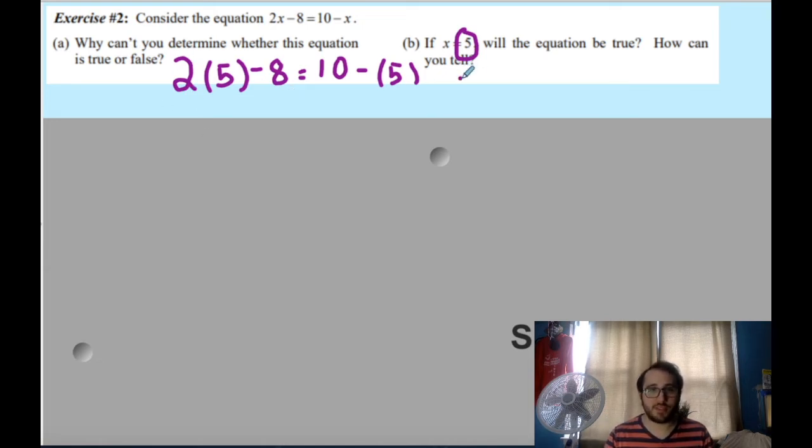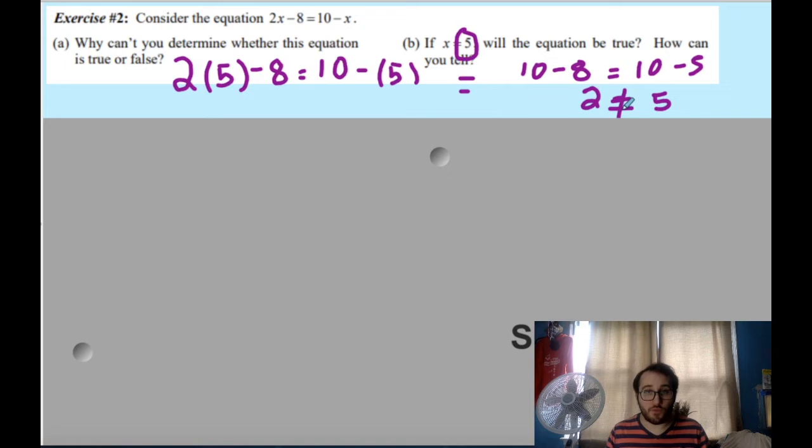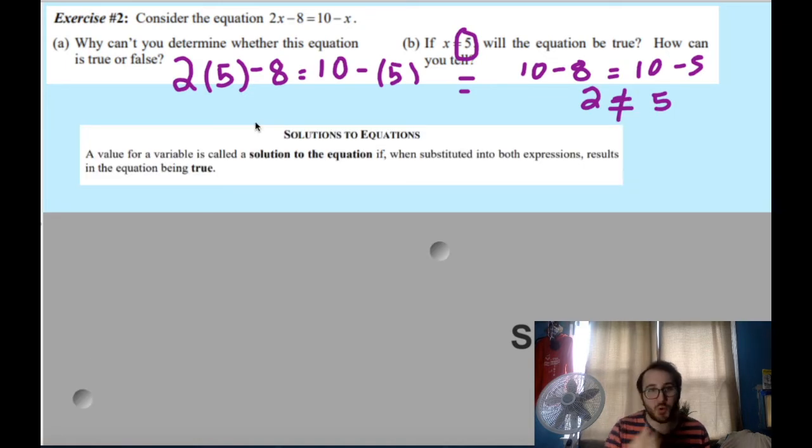So I'm just going to simplify this. Is that true? Nah, those aren't equal. So x can't equal 5. So solutions to equations. A value for a variable is called a solution to the equation if, when you substitute it back into both expressions, the results in the equation are true. So when we substituted in 5, we saw that the results were not equal, therefore it's not true.